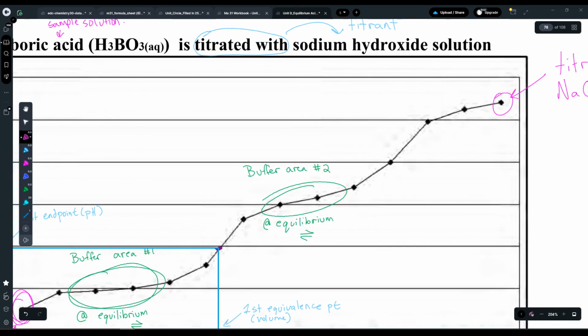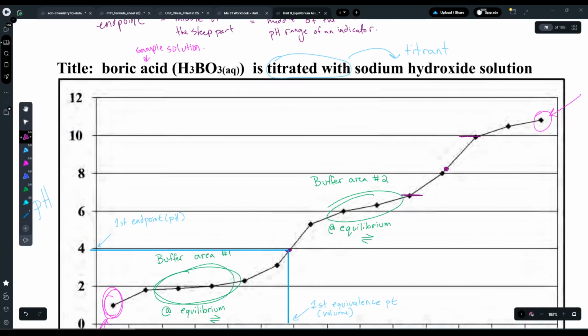Again, like for the second endpoint, what I'm going to do is mark out some lines to help me eyeball the middle of the steepest part. So I'm going to say the middle of the steepest part is just above this pH line of 8.